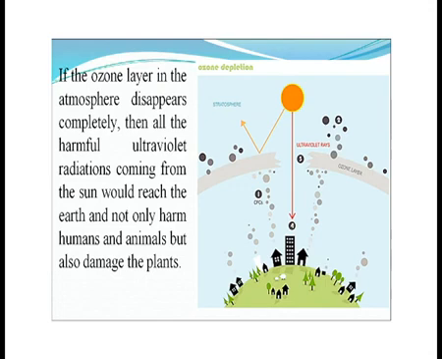Here on your screen, it is just a depiction that shows the effect of disappearance of the ozone layer. If the ozone layer in the atmosphere disappears completely, then all the harmful ultraviolet radiations coming from the sun would reach the earth and not only harm hundreds of animals and plants, it will also damage other structures.